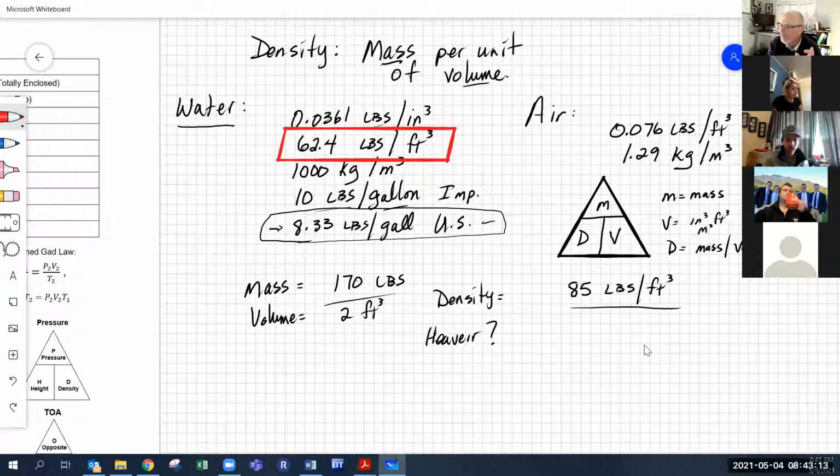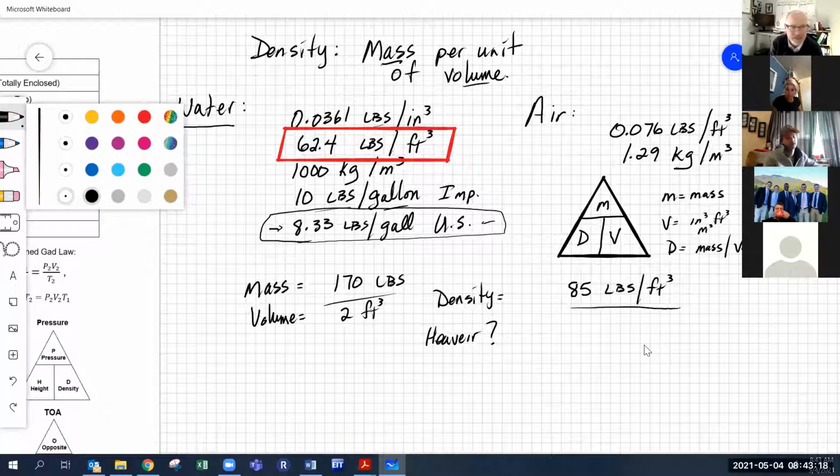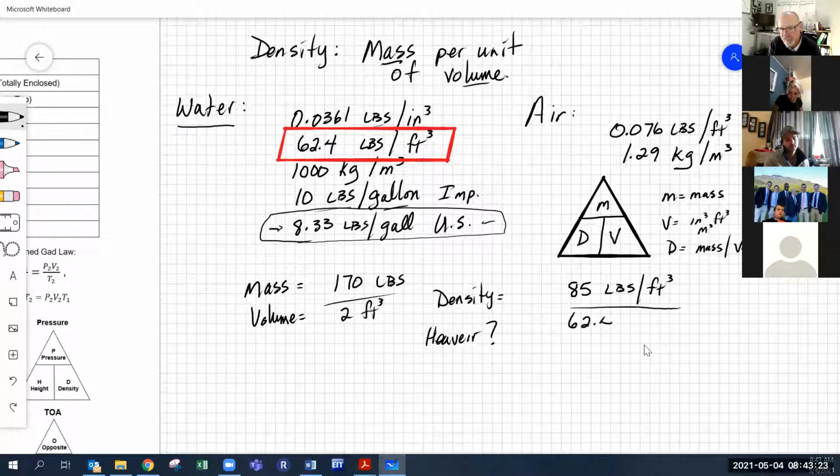And I could figure out by how much heavier than water I am by simply taking my density and dividing it by the density of water. I could find my relative density. So we'll take 85 and divide it by 62.4. Doug's relative density is 1.36. And this means I am 1.36 times heavier than water.